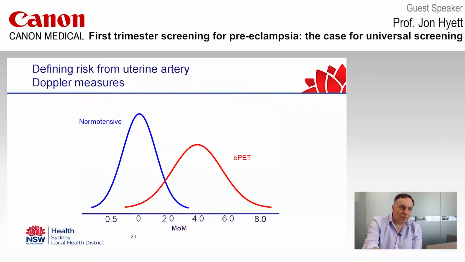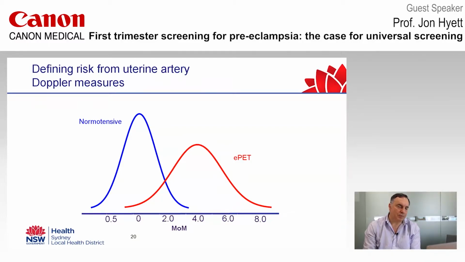But actually the raw value, again, is not important. What's important is that you convert this to a MoM value. And again, this is just to demonstrate the fact that what we then know is that normotensive women tend to have lower MoM values for their uterine arteries than the preeclamptic data set.